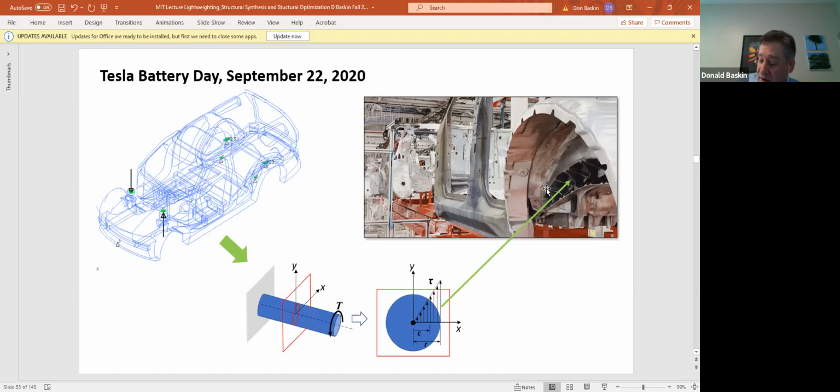So I was very impressed by the battery day. I know their stock, I don't know if you guys have been watching. Their stock got absolutely hammered, like it's down like 20% like 3 days ago. But anyway, I was very impressed.